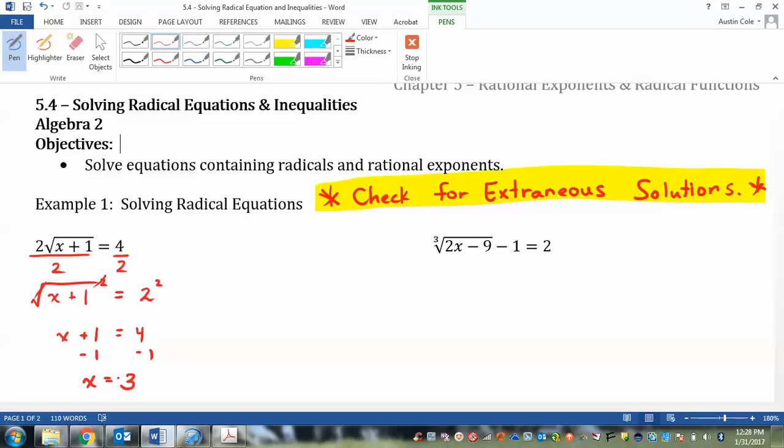Okay, so now, there's our answer. We need to go check it. We should plug it in. 3 plus 1 is 4. The square root of 4 is 2. 2 times 2 is 4. It works. Questions there?